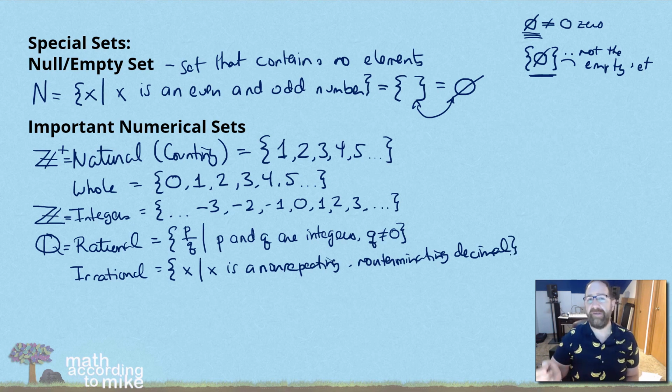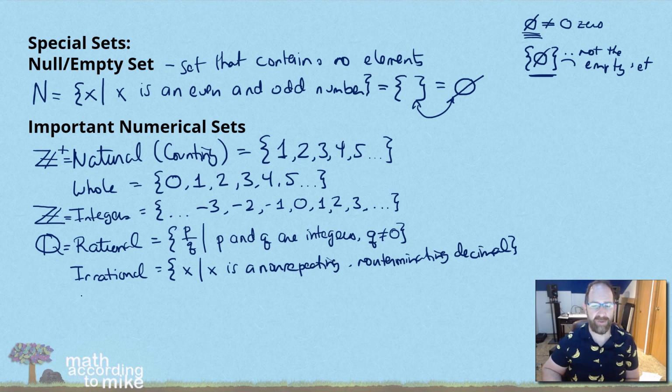So square root of 2 is a good example. Pi is a good example. E, which we'll talk about later, is a good example. These are all numbers whose decimals don't repeat and don't ever terminate.